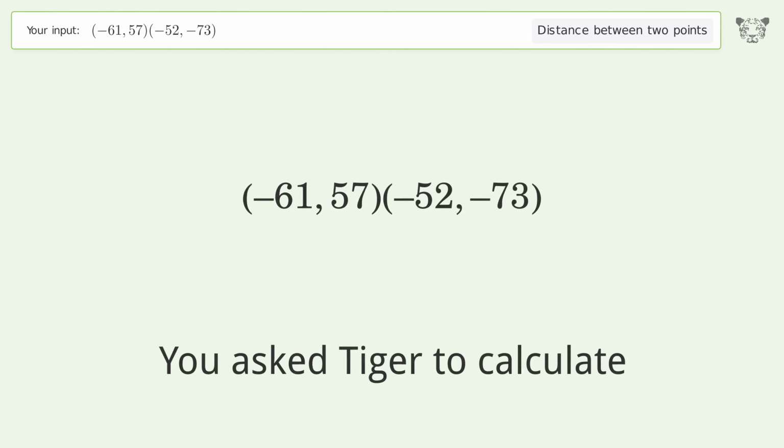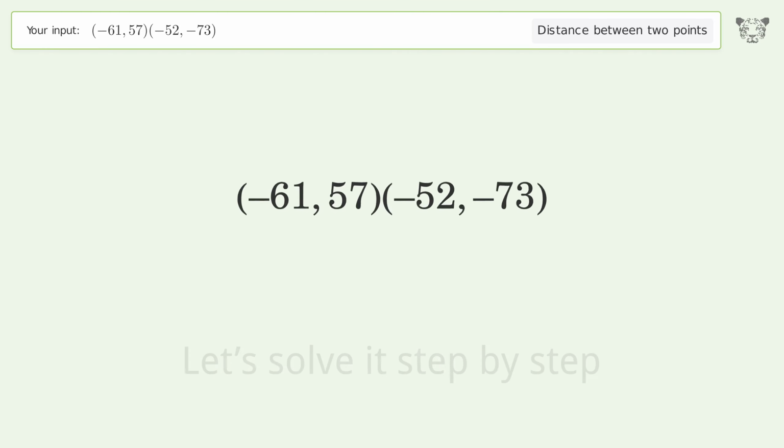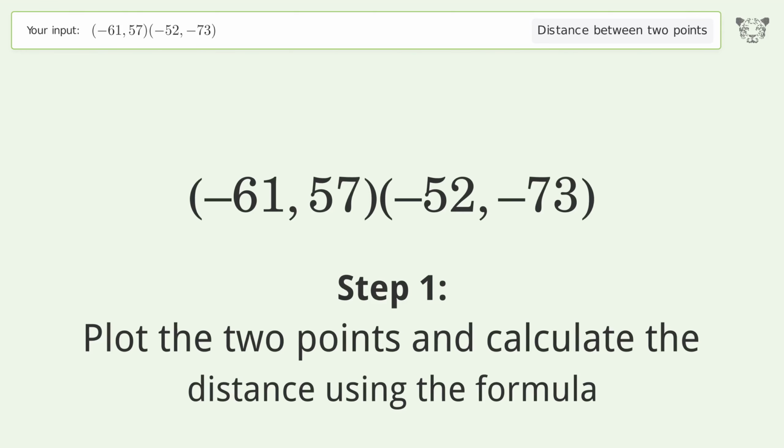You asked to calculate the distance between 2 points. The distance between the 2 points is the square root of 16,981, or 130.311. Let's solve it step by step. Plot the 2 points and calculate the distance using the formula.